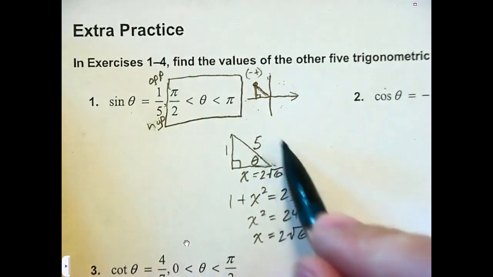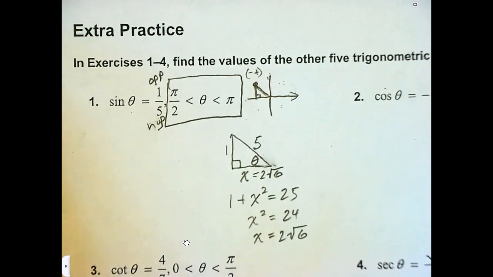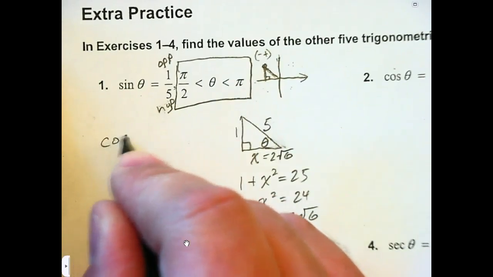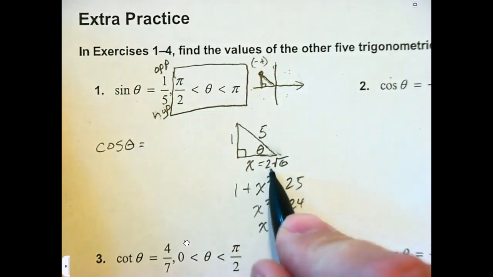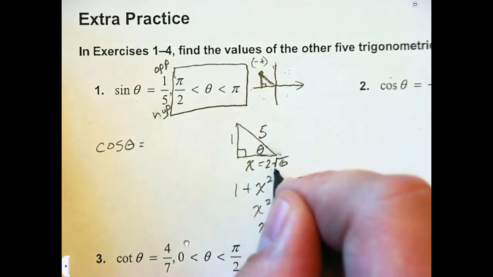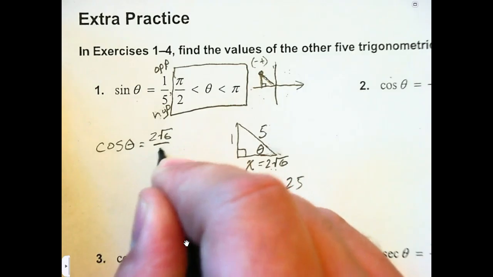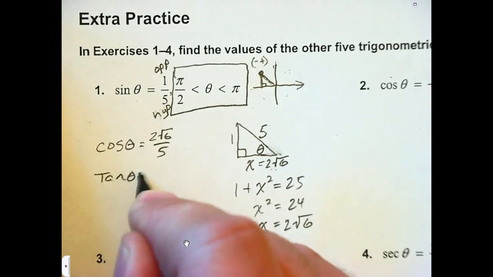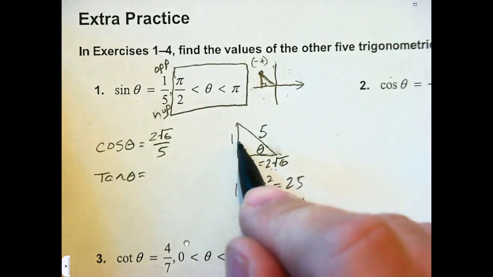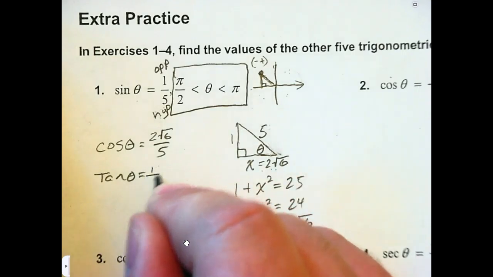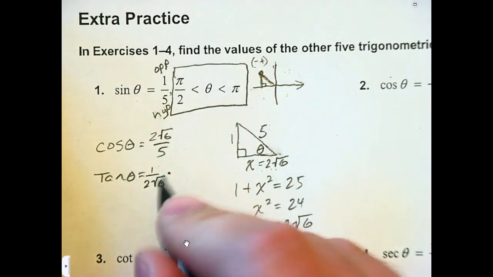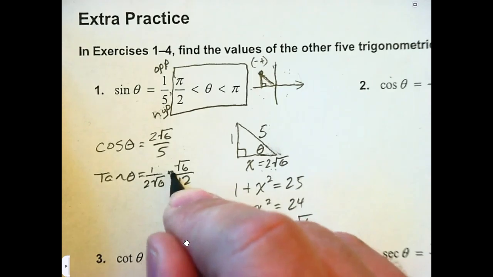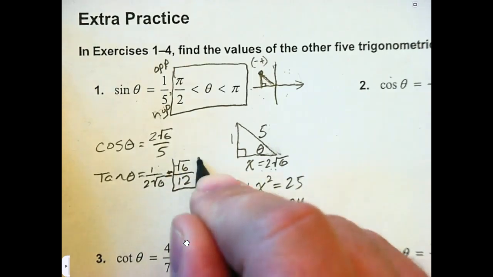How does that help? Well, you have all sides now. You now can list all of your other trig functions because cosine is adjacent over hypotenuse. So it's 2 root 6 over 5. If we know cosine, we can also figure out tangent using this. It's opposite over adjacent, or 1 over 2 root 6, which rationalized is root 6 over 12. So we multiply by root 6 over root 6, so we get root 6 over 12.